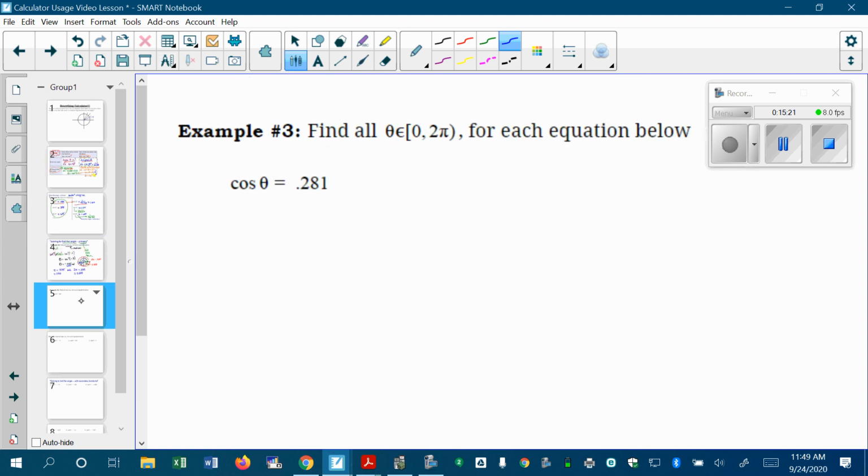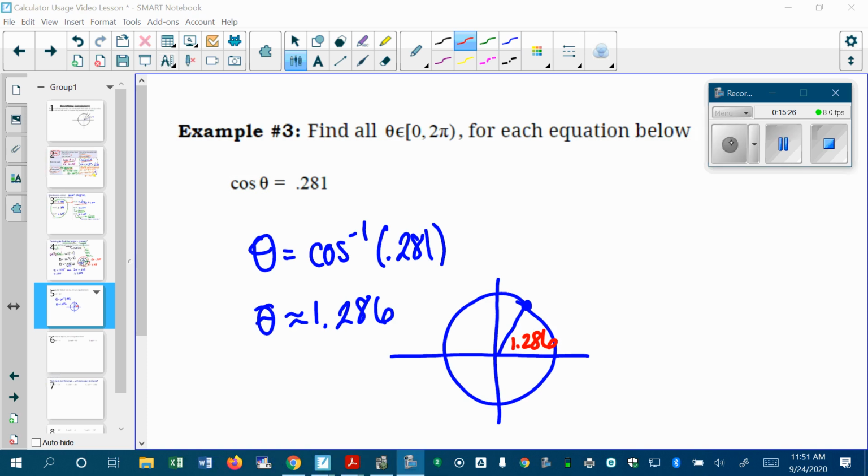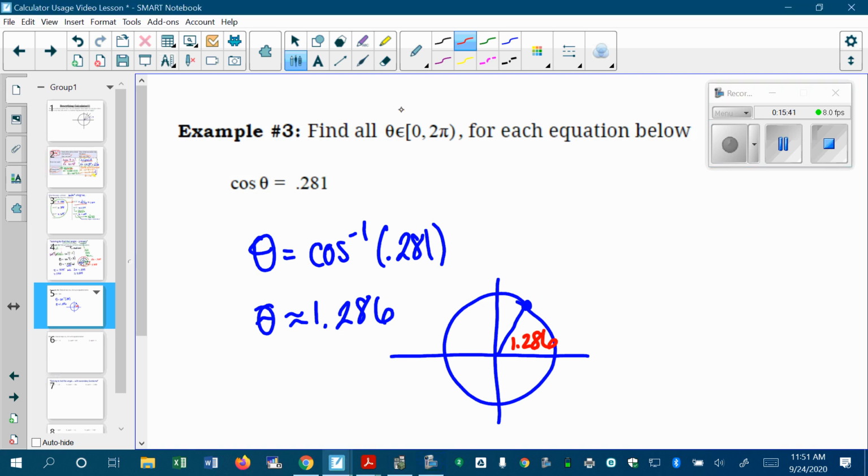Okay, let's take a look at example 3. Okay, so I jumped ahead a little trying to make up for my lag there. So we would inverse cosine both sides of this equation. And we find out that the angle that my calculator is going to tell me about is 1.286. But again, these directions say to find all the answers between 0 and 2 pi. So in addition to this location, another place that has the same cosine value is going to be down here. Okay, we know this from our unit circle understanding, right?